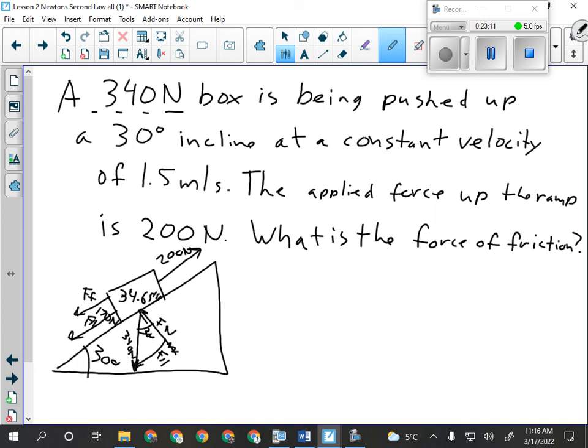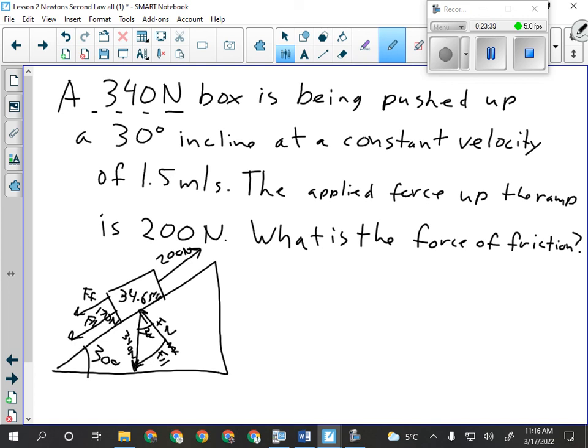Now, how many people looked at this and went, how am I supposed to find one of these forces if I can't figure out the net force? What is the net force in this question? Nope, that's the applied force. 0.